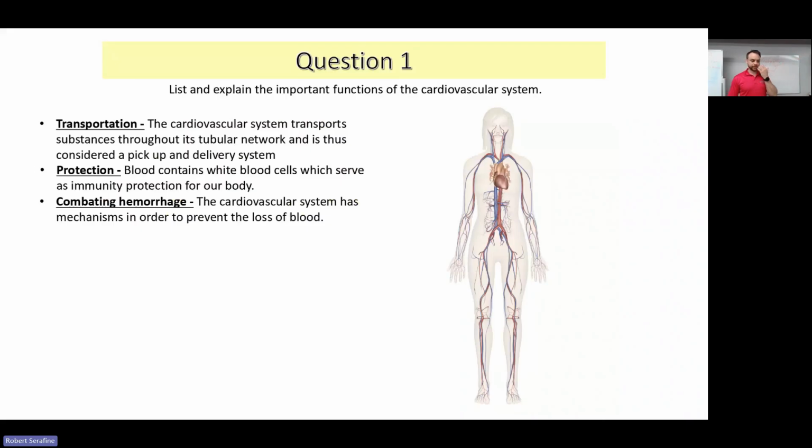So for instance, the easiest thing we can talk about in the sense of pickup and delivery is we're going to pick up oxygen from the lungs, transport it to all the cells of our body, and exchange it for the carbon dioxide the cells are producing, as well as any metabolic waste and so on. So we're picking up all of these things, and delivering all the things we need to all the different places of the body.